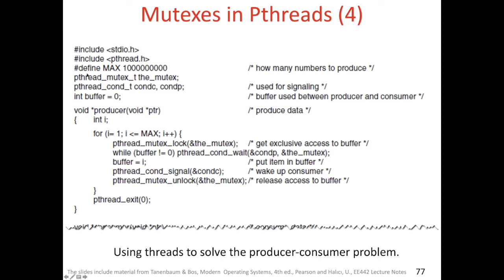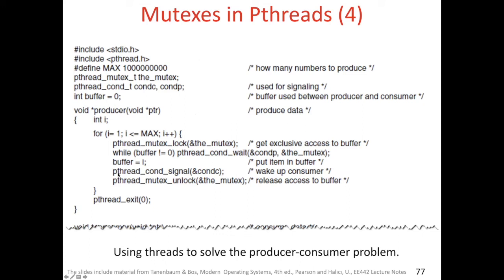The mutex is defined as pthread_mutex_t, and conc and conp are defined as pthread_cond_t. These are used for signaling, and we also have a buffer, which is set to 0. The buffer is used between producer and consumer. In this example, instead of having a buffer of size n, we have a single item common between the producer and consumer. Only its value is updated as the producer executes, and it is set to 0 when the consumer has consumed it.